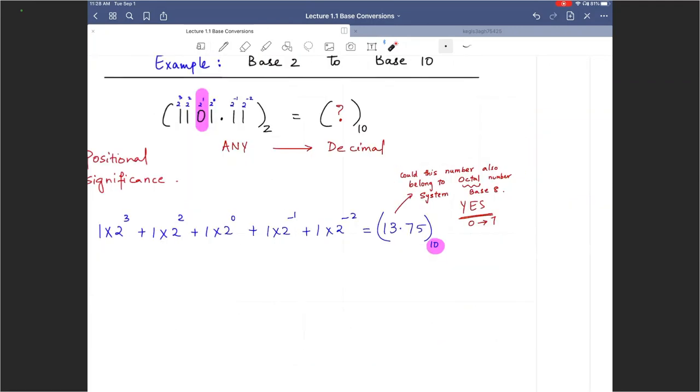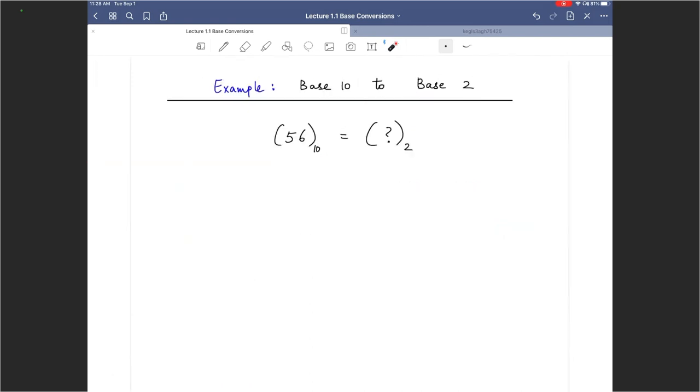Let's go back. 56 to binary. What do I need to do? I need to divide successively by 2 and record the remainders. So this is how I like to do it. 56 divided by 2, right? 28. Sure. What is the remainder? 0.